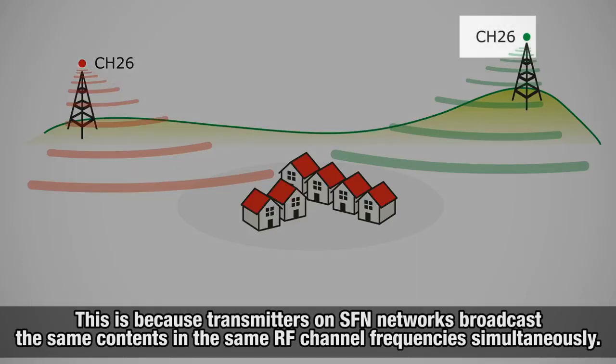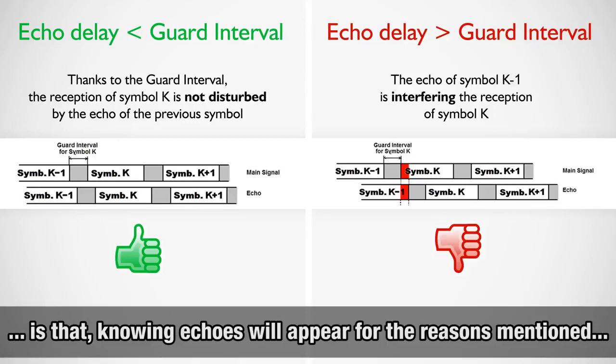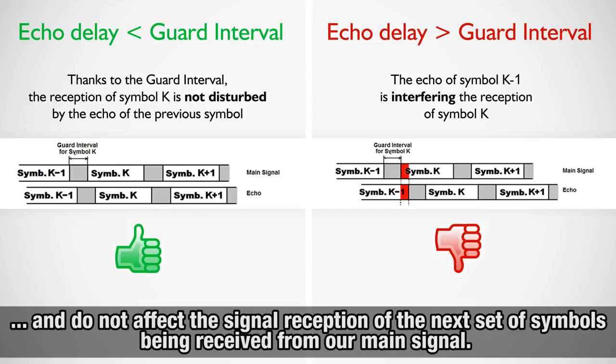The underlying idea behind the use of a guard interval in DVB-T2 terrestrial broadcast is that, knowing echoes will appear for the reasons mentioned, this guard interval or pause time after transmission of a set of symbols will allow these echoes to fade away and not affect the signal reception of the next set of symbols being received from our main signal.